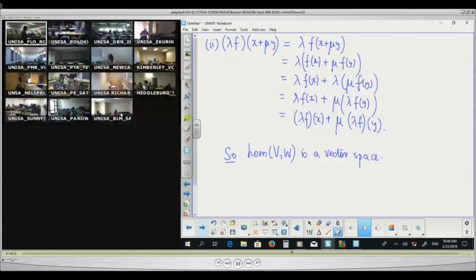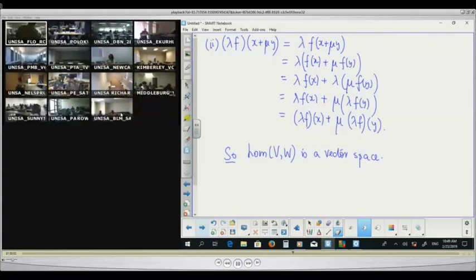Second line. Which one? The second line. Yes, because f is a linear transformation, so f of x plus mu y should be f of x plus mu times f of y. Okay. That's why.